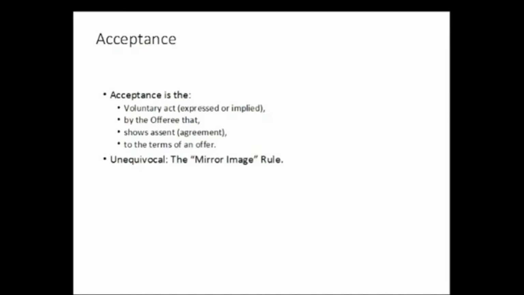All right, so let's talk about the other side of the agreement. We've talked now about offer, let's talk about acceptance. And acceptance can be a voluntary act by the offeree that shows assent to the terms of the offer. Those are the elements that you're trying to hit. And it's unequivocal. It's called the mirror image rule. I will sell you this widget for $3, and the other side hands me $3. Boom, we've got a binding contract.